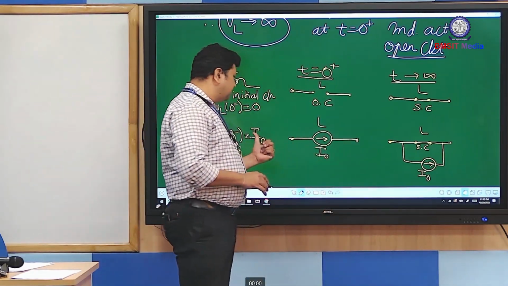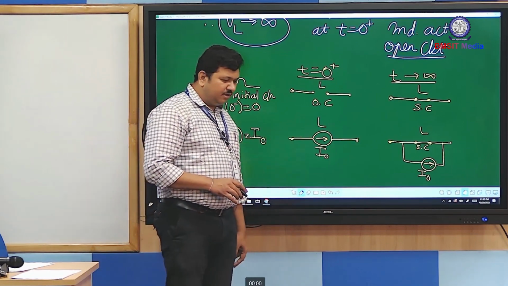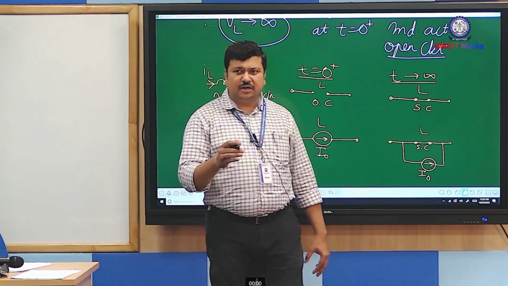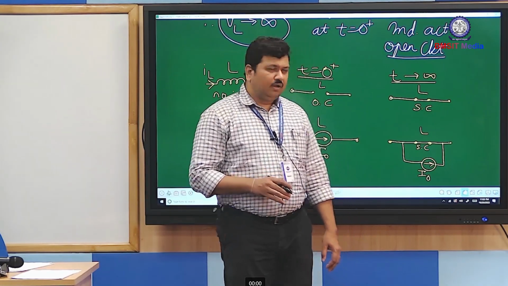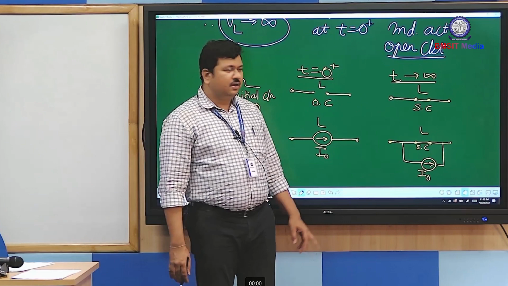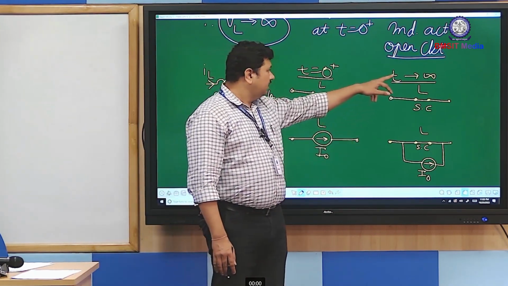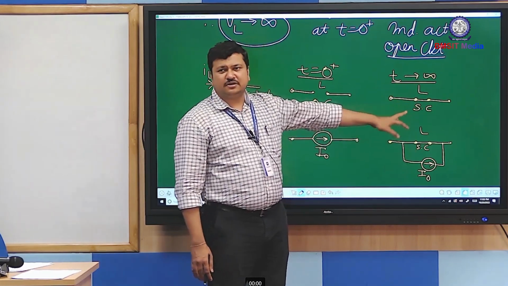Second, if there is some initial current, then the inductor will behave as a current source at the time of switching, and a current source across short circuit under steady state condition. So at the time of switching is the transient condition, as t tending to infinity is a steady state condition.